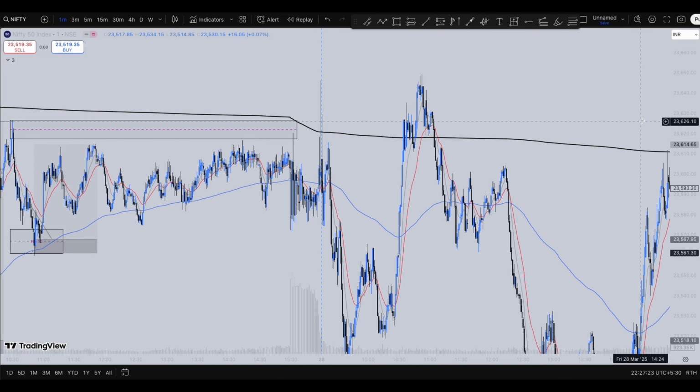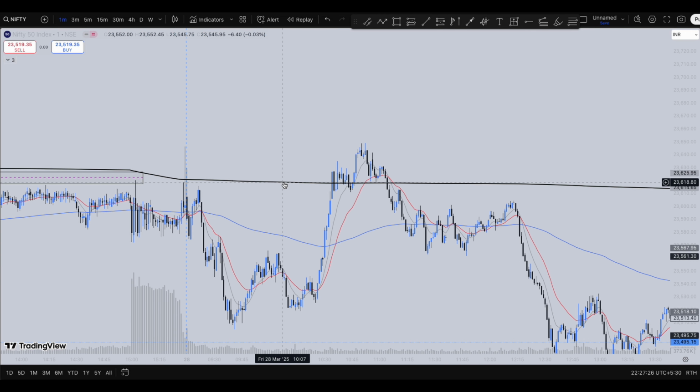And let's look into the 28th, guys. On the 28th, how the market has behaved. These are the weekly pivot levels.